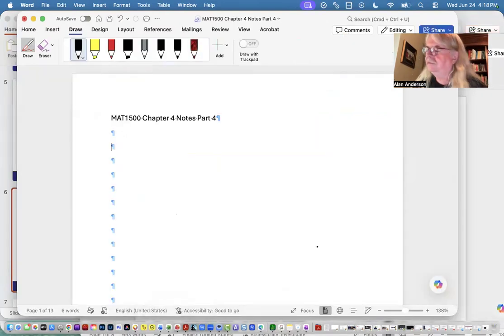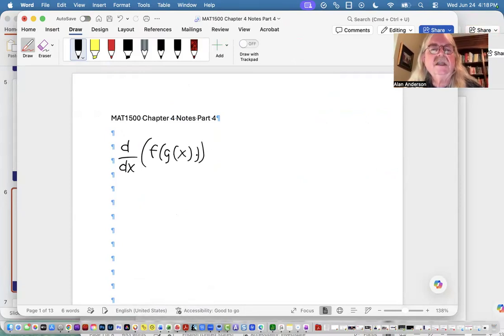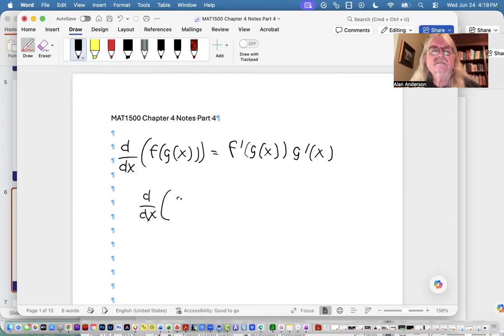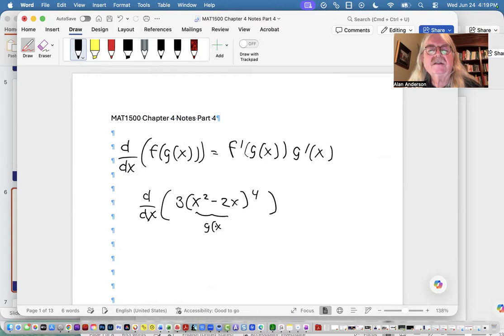First, if you remember correctly, if you're taking the derivative of a composite function, you're going to get f prime of g of x, g prime of x. Okay, so that's the chain rule. So for example, what if we had something like this? So what we have to do here is think of this as our g of x.